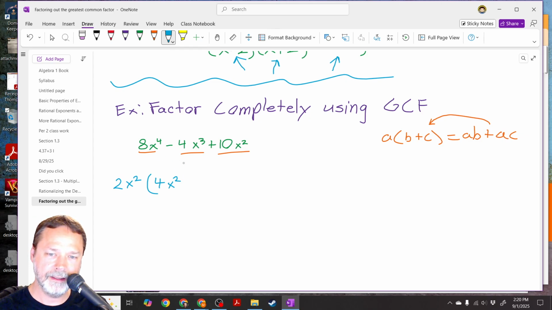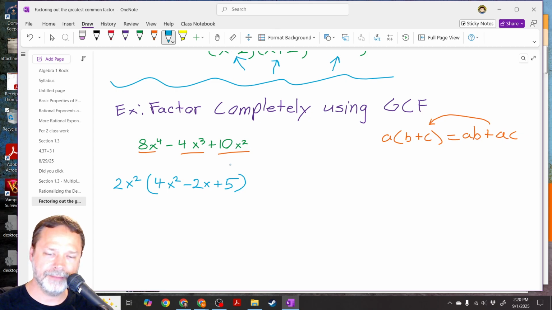And then I got negative 4x cubed. So 2 times negative 2 is negative 4. x squared times x is x cubed. Got that one done. And then 2 times 5 is 10. So I know I'm going to have a 5 here. And x squared times 1 is x squared, so I'm not going to write anything here. That'll be it. And I have factored out using the greatest common factor.